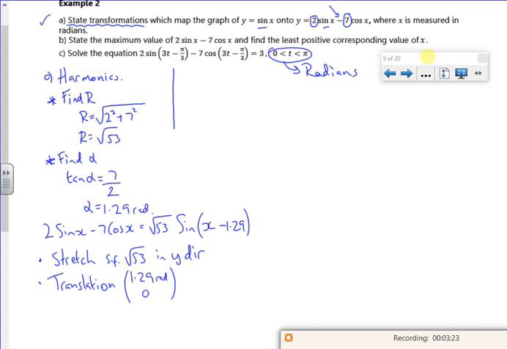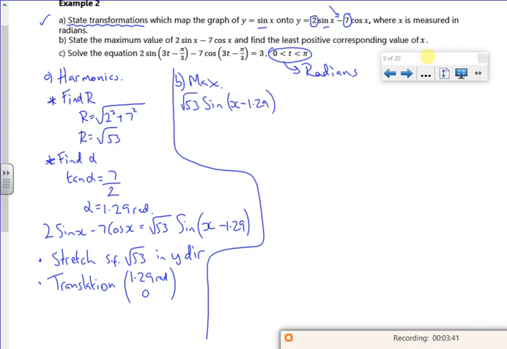Right, let's look at part B now. There's some dodgy box in there. So state the maximum value. Okay, so remember for part B, the maximum value. So let me put down my root 53 sine of x minus 1.29. So remember what I said for maximum or minimum values. Box the sine or cos. And that bounces between plus or minus 1.